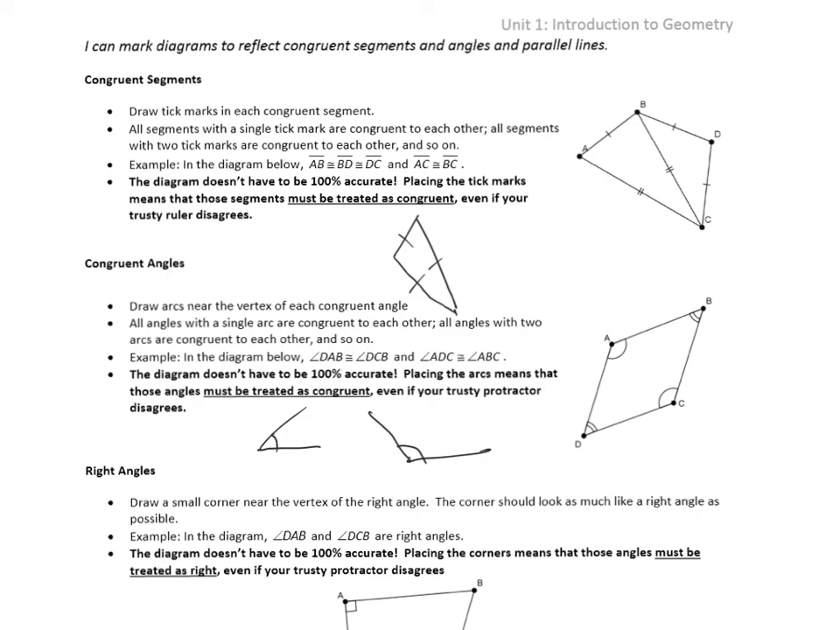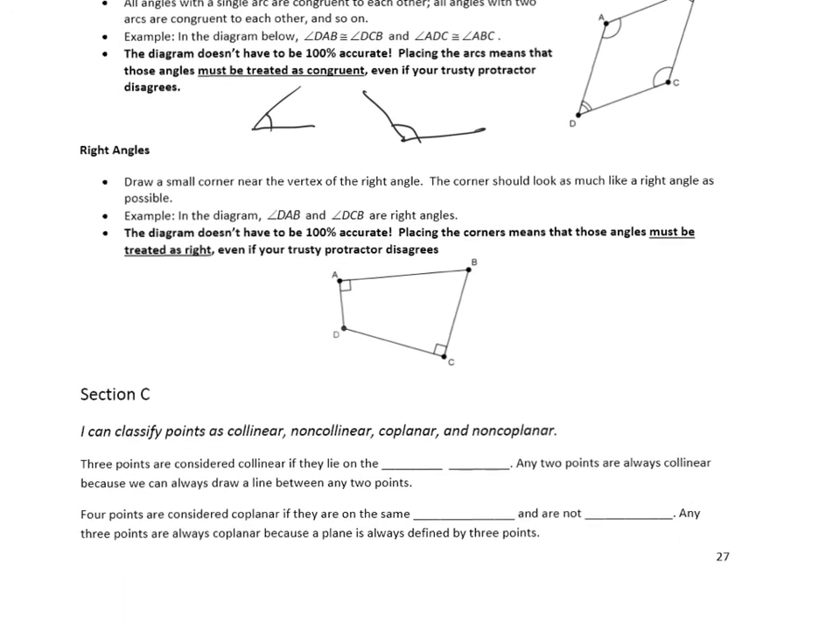We designate things to be right angles by using the corner box like so. Again, it doesn't have to be 100% accurate in the diagram. If I tell you it's a right angle, it's a right angle. But the reverse of that is also true.